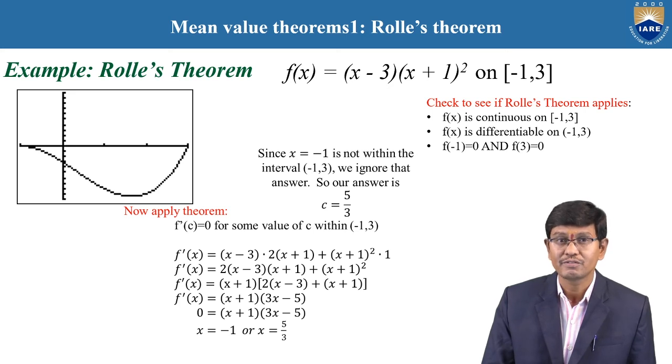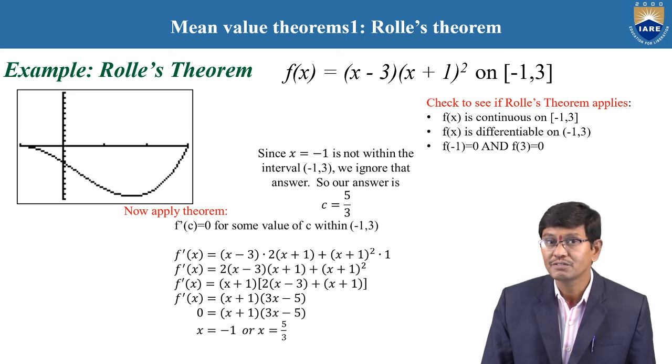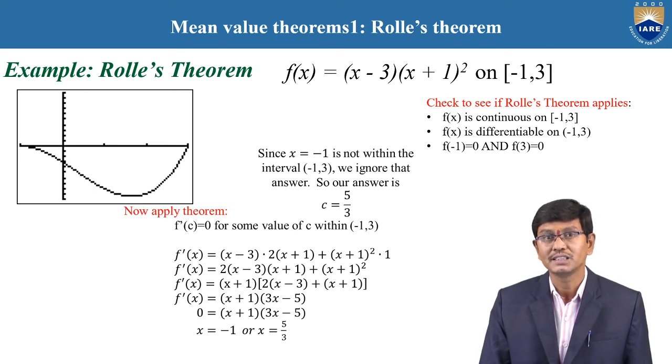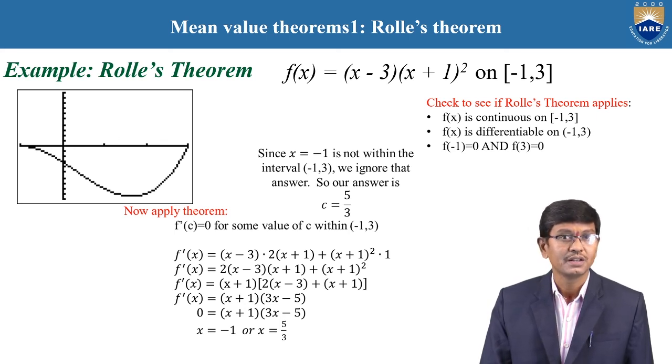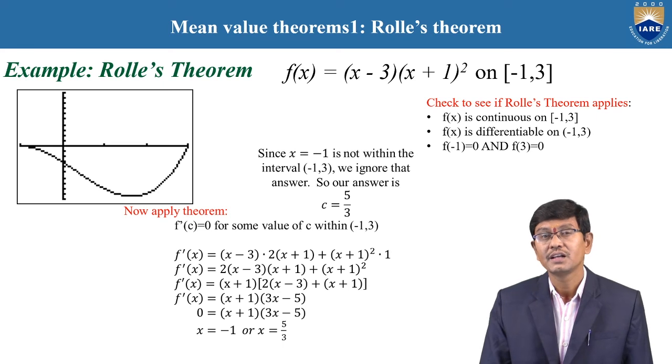And moreover, f of a is equal to f of b also, because if a is equal to minus 1, then from the given function, f of minus 1 is equal to 0. And also f of b, that is f of 3, is equal to 0. Therefore, here the three conditions of Rolle's theorem are satisfied, because f is continuous in the closed interval, f is differentiable in the open interval, and f of a is equal to f of b.